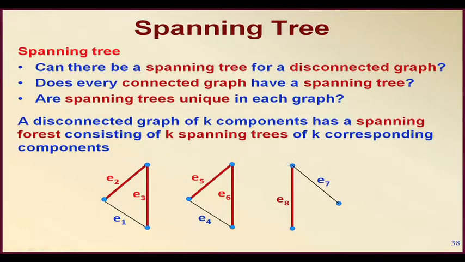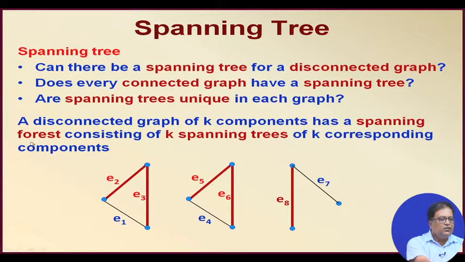Here is an example of a disconnected graph. All 3 together make a graph G. They are not connected. From this vertex, can you reach here? The answer is no. From this vertex, can you reach here? The answer is no. So there are components. How many components? Let us say k components. Here there are 3 components, so k equals 3.